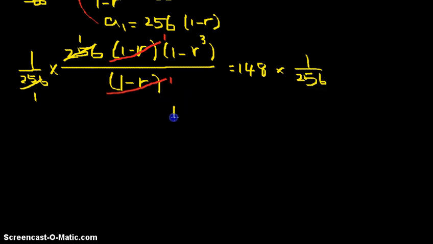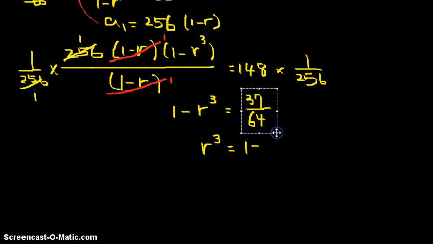So on the left I have 1 minus R cubed is equal to, well, let me put that in the calculator. I have 37 over 64. This is 37 over 64. So my R cubed would be equal to 1 minus this.